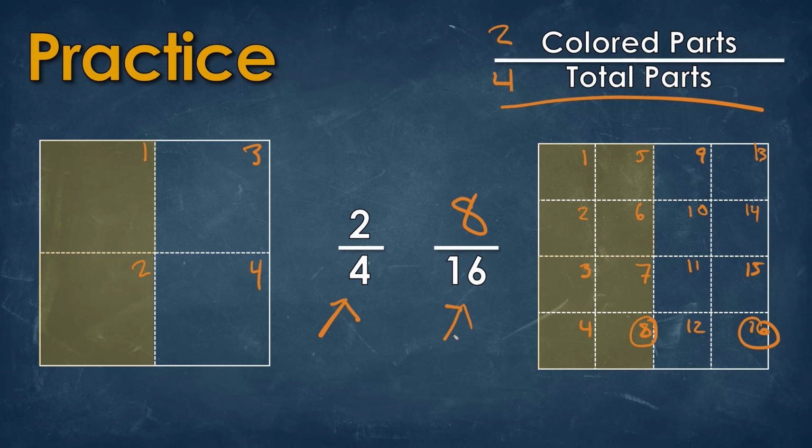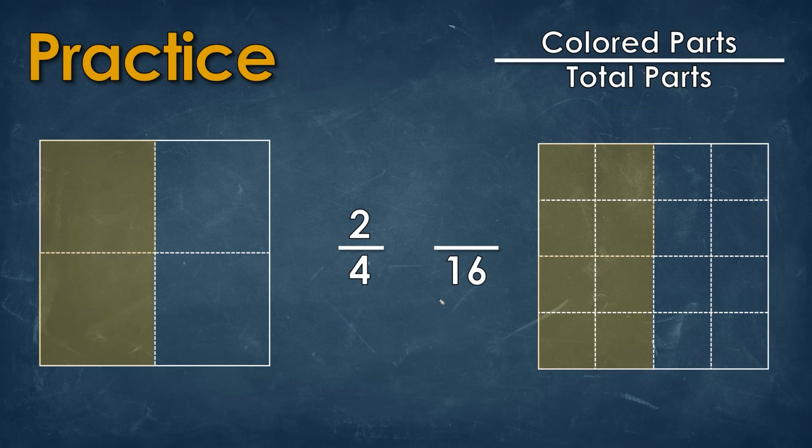Another way to see it is that by adding in lines, we're really just multiplying the top and the bottom by 4. 2 times 4 is 8. 4 times 4 is 16. But for this example, we really are just taking a look at what is equivalent for the amount of shaded regions on both sides.